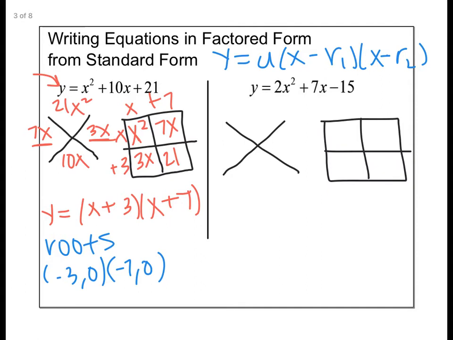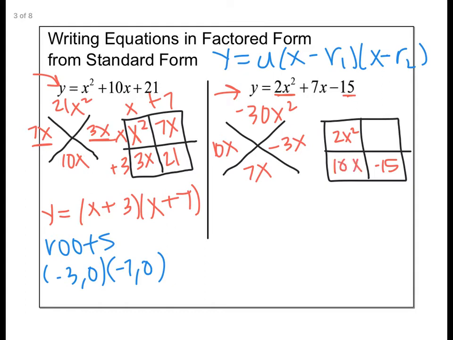Looking at the second example, I would start this the same way. A times c would give me -30x squared here. B goes here, which is 7x. So it's going to multiply to give us -30x squared, but add to give us 7x. That would be 10x and -3x. Now my 2x squared goes here, and -15 here. Remember, those two always start in their same spot, the first term and the last term. The 10x and the -3x fill our last two boxes.